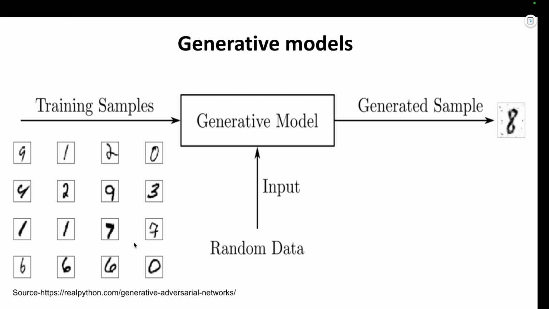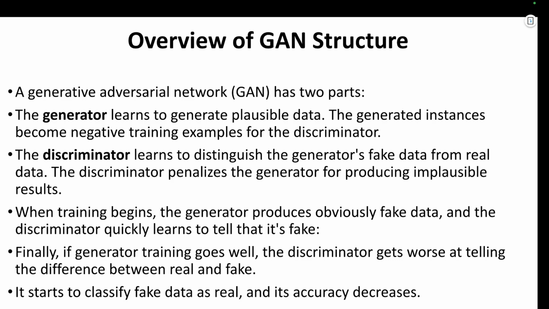Sometimes the training data set is not available. If a training data set is available, it is the supervised model. If we are not using a training data sample, then based on the random data and the feedback given by the discriminator, the generative model tries to improve the quality of the newly generated image.